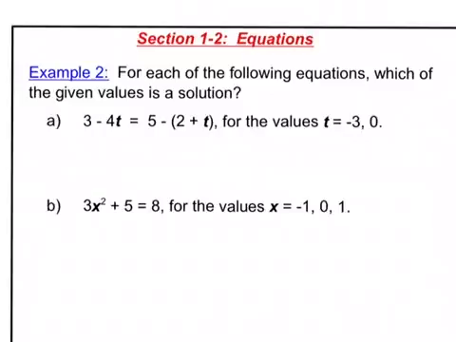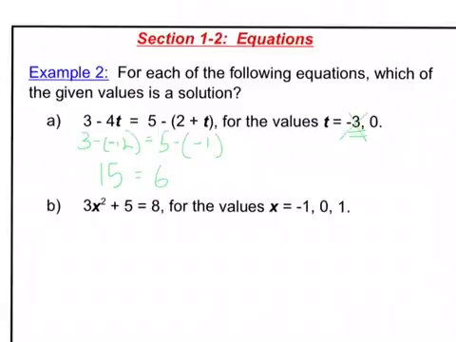So if we take a look at the first one, -3, this would give me 3 minus, and when I plug -3 in there, that's -12. So that side's going to be 15. And when I plug it in on this side, it'll give me 5 minus, and if I do 2 plus -3, that's going to give me -1 in here, so that's 6, so -3 is not a solution.